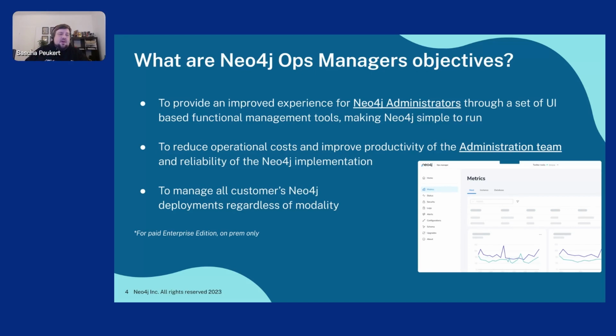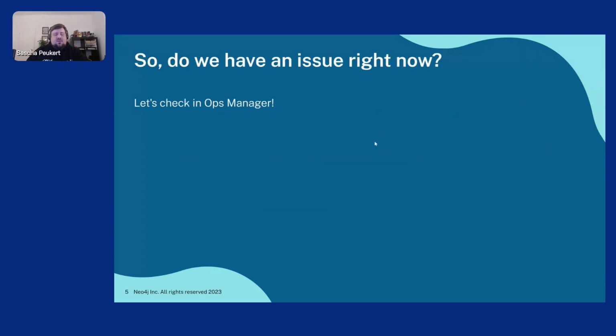Little caveat, Ops Manager is currently only available for Enterprise Edition on-prem, which means there is no version for Aura right now. But some of the things you're going to see, you can also do in Aura, because there are things like metrics and logs that you have access to in Aura as well. So let's go over to Ops Manager and see what's the state of things right now on my system.